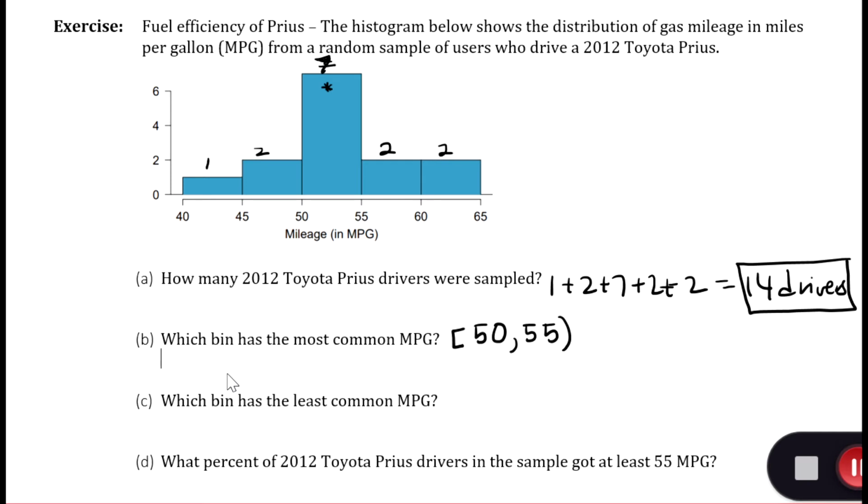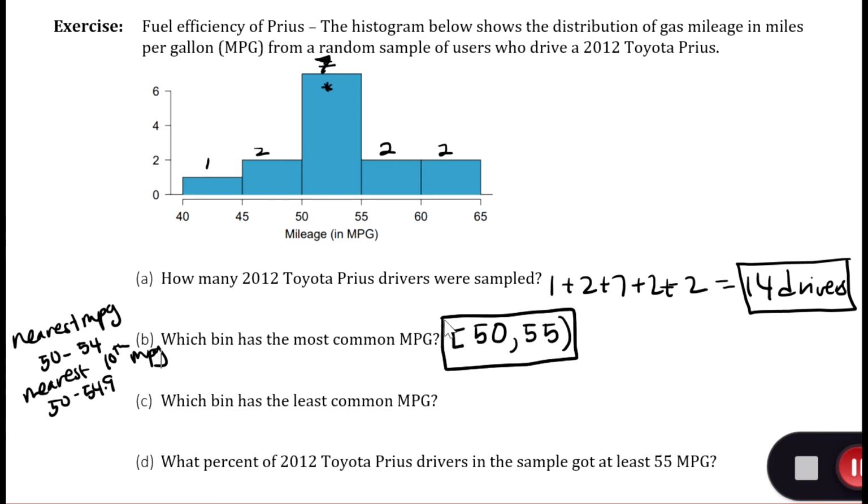Maybe they're doing it to the nearest mile per gallon, so then this bin would be 50 to 54. Or maybe they're doing the nearest tenth of a mile per gallon, and then that bin would be 50 to 54.9 miles per gallon. However, since we don't know what they're measuring, I'm going to just put this bin in interval notation, including 50 miles per gallon, all the way up to, but not including, 55 miles per gallon.